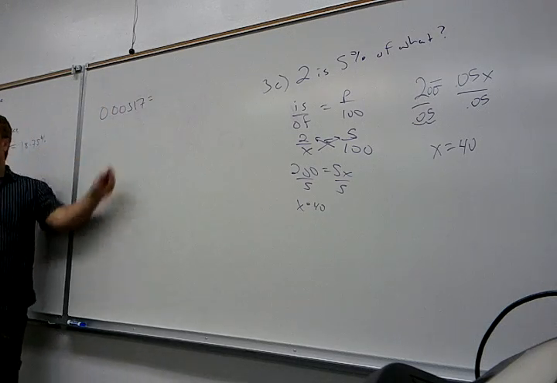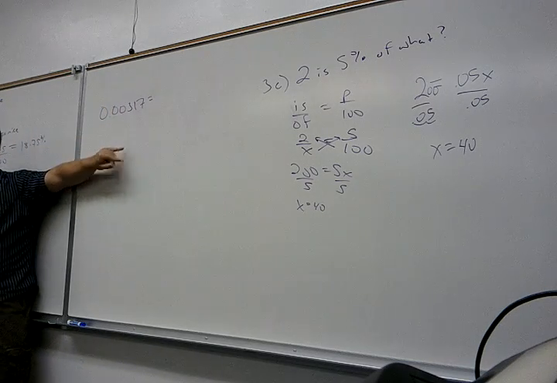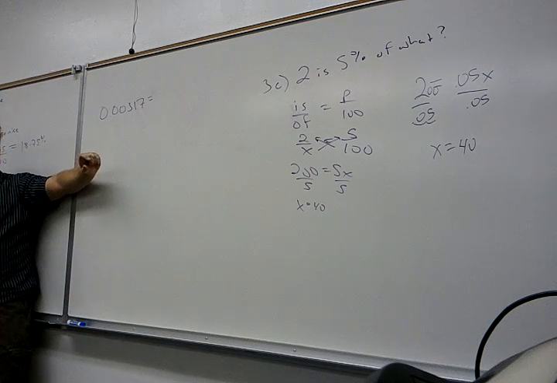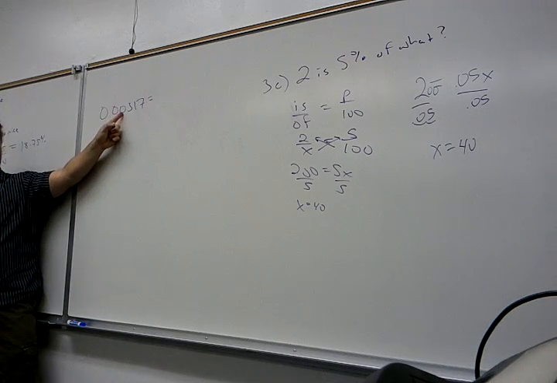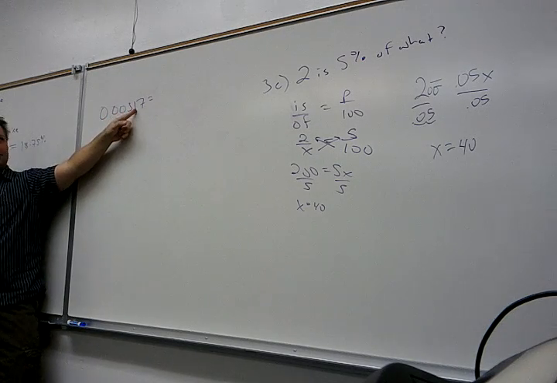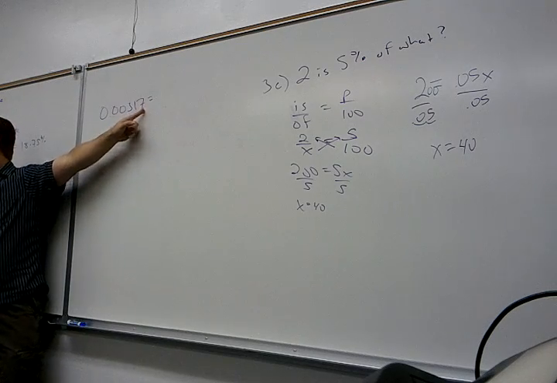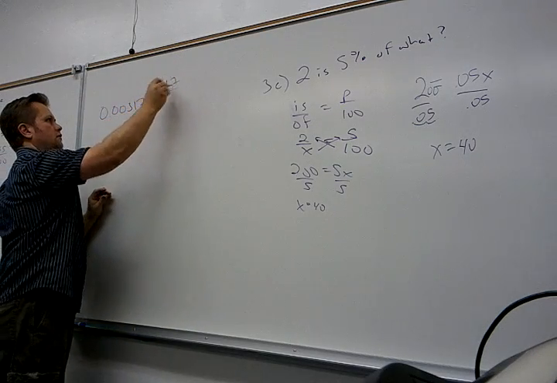So what would that be as a fraction right there? 0.317 as a fraction. Tenths, hundredths, thousandths, ten-thousandths, hundred-thousandths. Yes, so it'd be 317 over 1000.